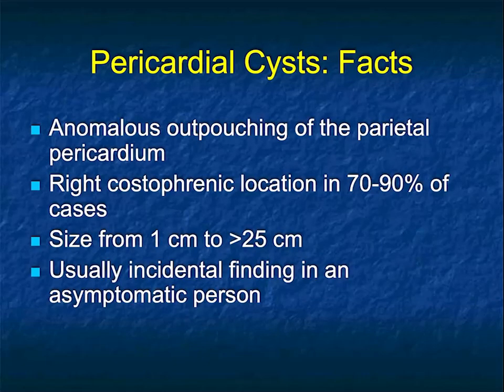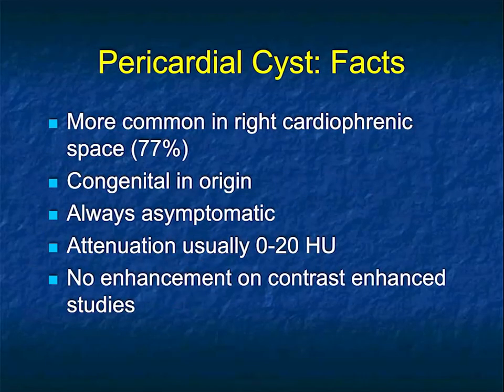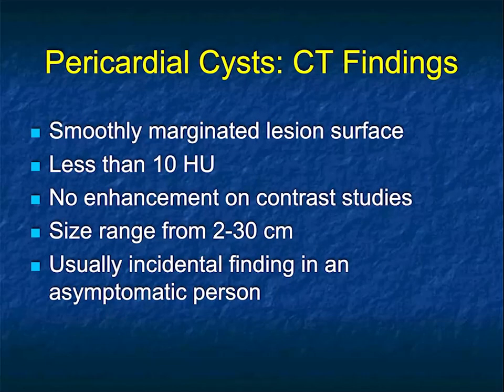Now, things that can be confused with tumors: pericardial cysts, which are all benign. They're anomalous outpouchings of parietal pericardium, typically in the right cardiophrenic location in the majority of cases. They're typically in the 1 to 5 cm range, but can be as large as 25 centimeters, and it's usually an incidental finding. The attenuation is usually under 20 Hounsfield units. They do not enhance. They sit right anteriorly and against the diaphragm. They're smooth margined. There's no enhancement, as I mentioned, and it's usually an incidental finding.